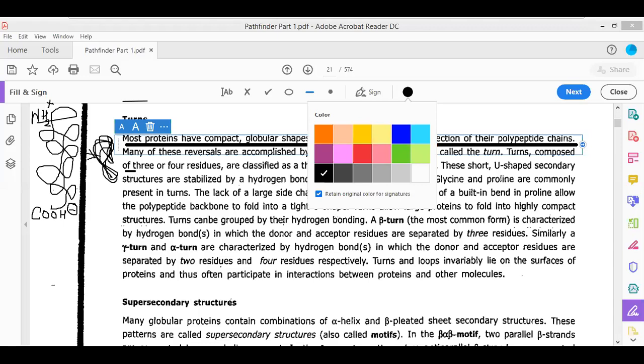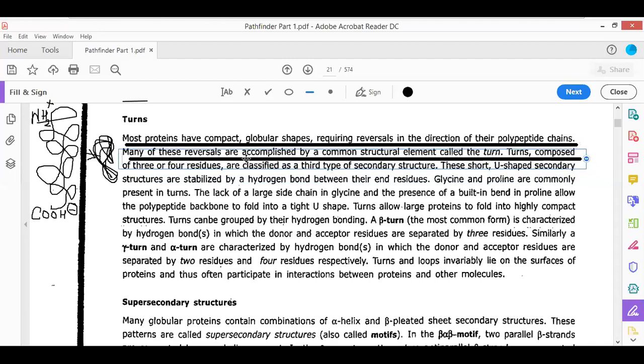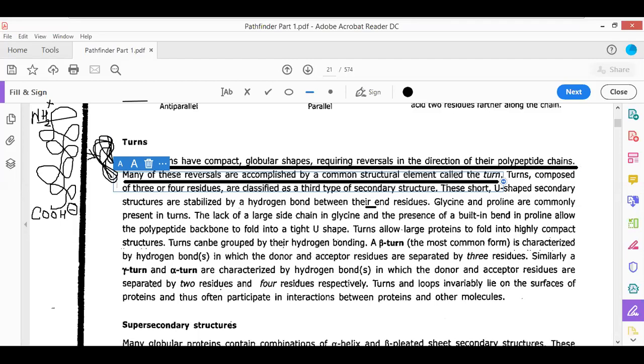Okay, now look here. Many of these reversals are accompanied by a common structure which is present in the protein, and this structure is referred to as the turn. So there are specialized structures present in the protein that are responsible for altering the structure of the protein into a compact globular form, and those are referred to as turns. Okay, now turns could be effectively remembered as a change in the direction of the polypeptide.